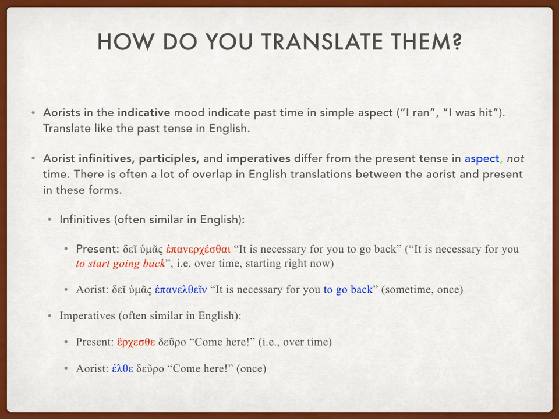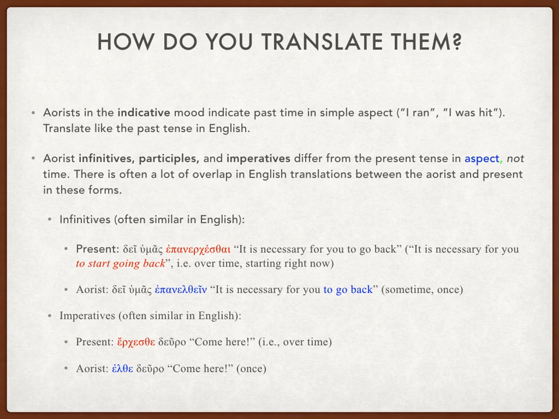And that's the key for translating aorist infinitives, participles, and imperatives. They're not different from the present tense in terms of time, but in aspect, how complete the action is, for example. So to illustrate this, let me give you a couple examples with a present and an aorist form in the infinitives and imperatives. So let's start with infinitives.